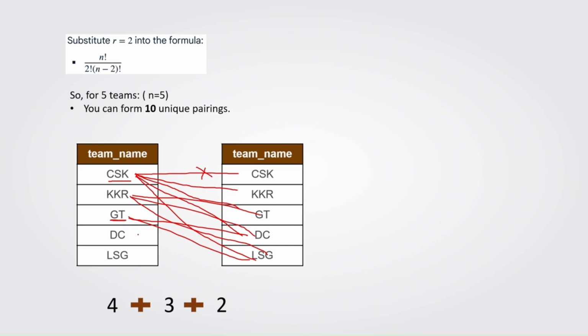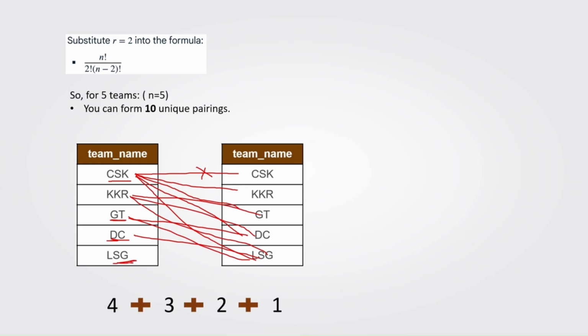Now let's take DC. DC versus CSK would be invalid because we have already considered CSK versus DC. DC versus KKR will again be invalid because we have already taken KKR versus DC. DC versus GT will be invalid because we have already considered GT versus DC. So there would be only one possible combination, that is DC versus LSG.